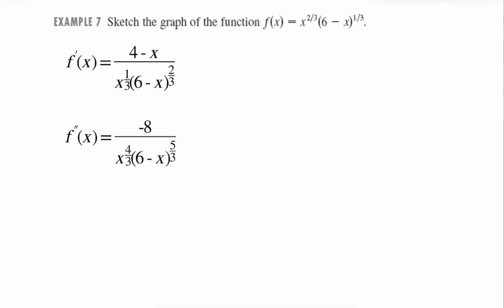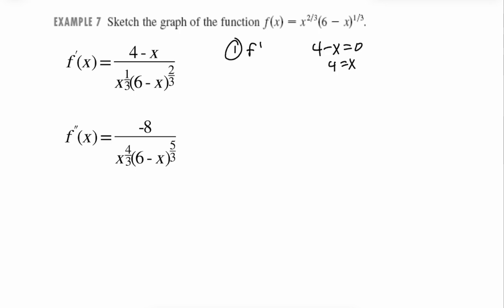Okay. So we're going to start exactly like we did before. We're going to start with the first derivative. We're going to go to the second derivative. We're going to look at the function. We're going to do all that stuff, okay? So our first derivative: a fraction equals 0 where the top equals 0. So in this case at 4.